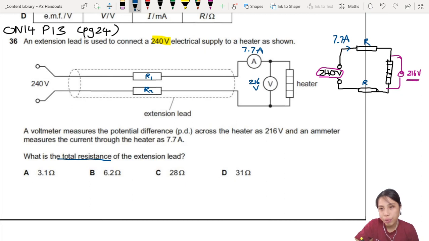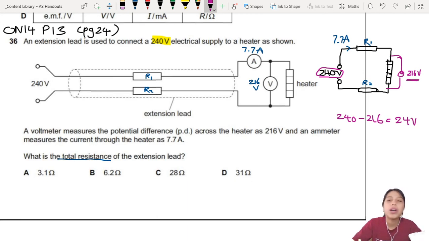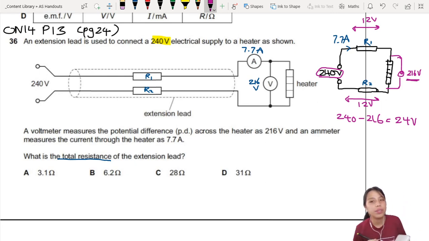Okay, let me repeat. If your voltage is 240 here, potential difference, and here there's a drop of 216, it means your R1 and R2 must have a drop of 240 minus 216, which is 24 volts. So there's a total of 24 volts drop across these two resistors. So we can say here drop 12, here drop 12 volts. So you start off here, your current flows, drop 12, come here, drop 216, come here, drop 12, becomes 0, and then go back to battery.